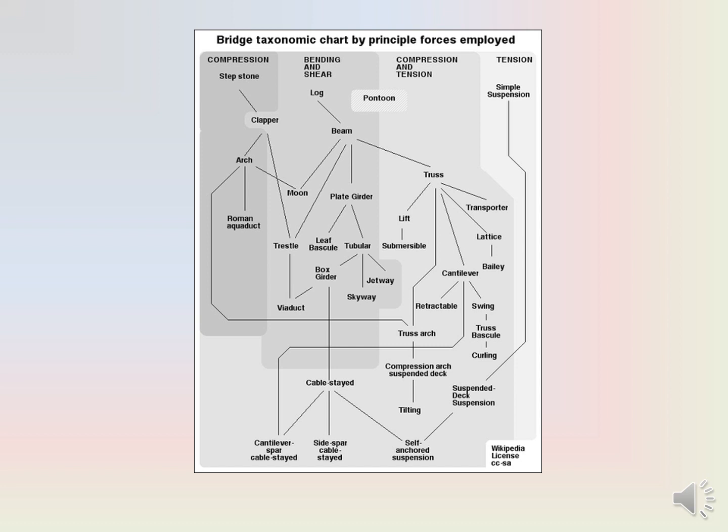In that we can opt for plate girder, we can go for tubular plate girder. The skyway, jetways, box girders are the forms of the tubular plate girders. And if you prefer the box girders, the cable-stayed bridge are the choices. If the principal force employed is compression and tension, we can go for trusses, a compression arch. If the principal force employed is a simple suspension, we can go for suspended deck or the suspension bridge or self-anchored suspension bridges. Thank you.